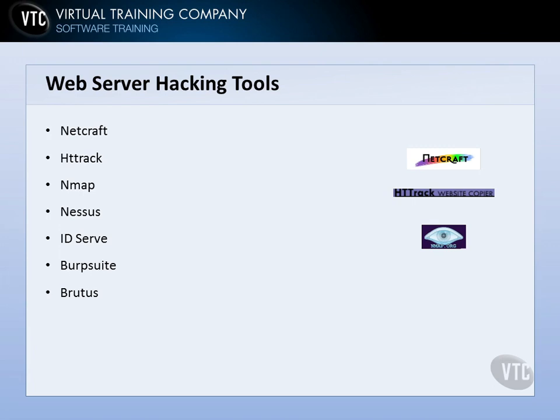Now, we've looked at Nmap and Nessus, of course, and those can be used to footprint and enumerate a particular website. They can also be used to get vulnerability information as well. And some other tools out there are IDServe, Burp Suite, and Brutus. So let's go ahead and take a look at a few of these tools right now.